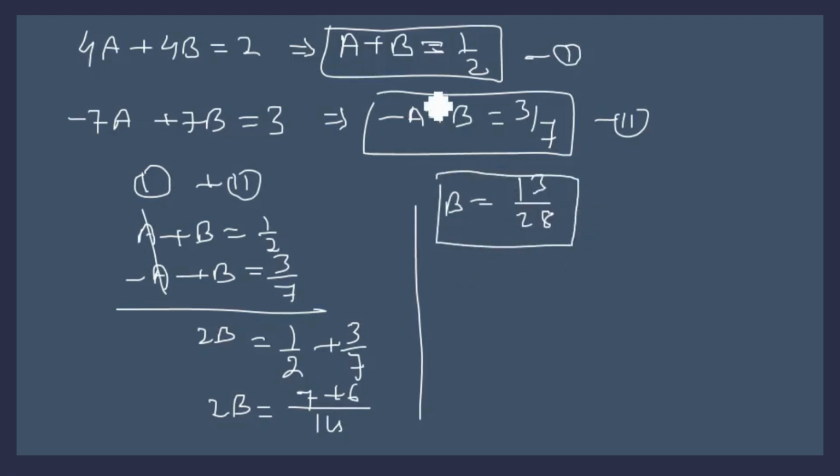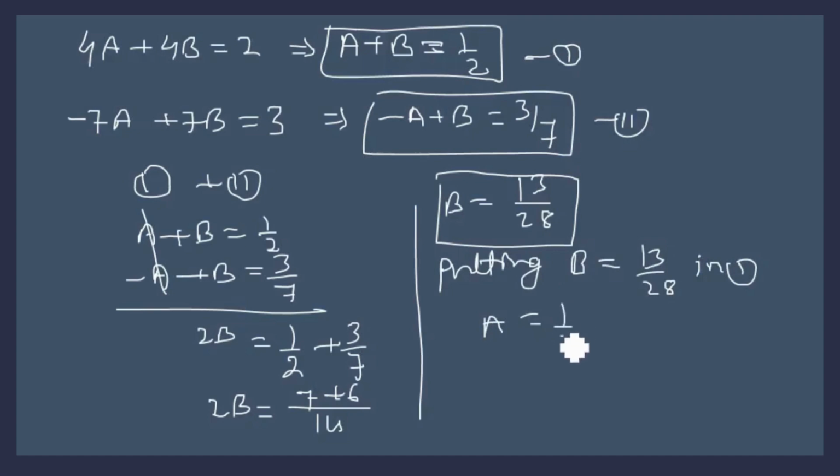So putting this value of b = 13/28 in first, what do we get? यहाँ से हमें a मिल जाएगा, दैट इज 1/2 minus 13/28 बेसिकली. ओके, सो 28 इज LCM. सो यहाँ पे होगा 14 minus 13, राइट? सो दिस इज 1/28.